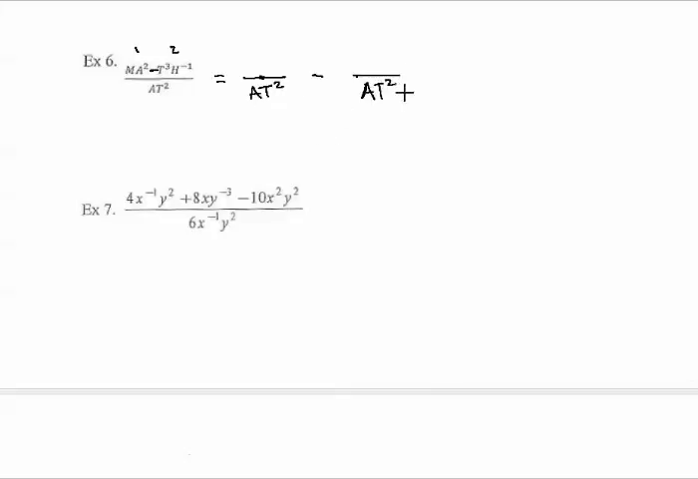So we take the a t squared and we just copy it in the denominator of our two fractions, and then we split up the numerator, writing the m first, and there we have it. So now we just focus on simplifying these two fractions separately.